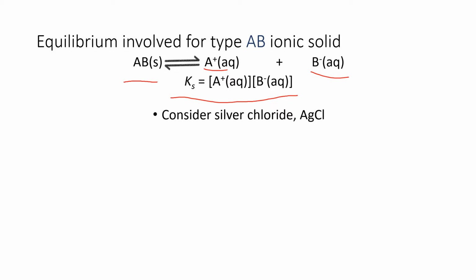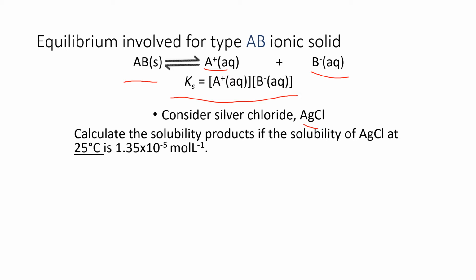To consider a specific example, silver chloride, and a specific problem: calculate the solubility product if the solubility of silver chloride at 25 degrees C is 1.35 times 10 to the negative fifth moles per liter. Now we've got to do some math with it.